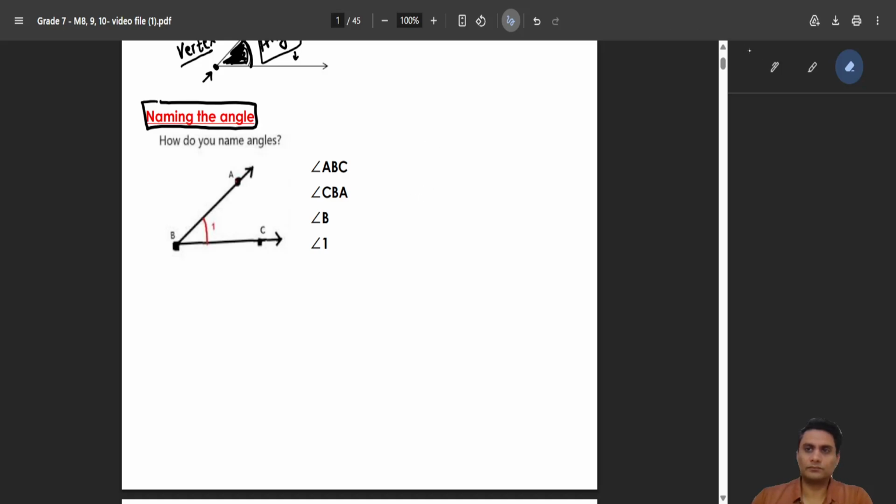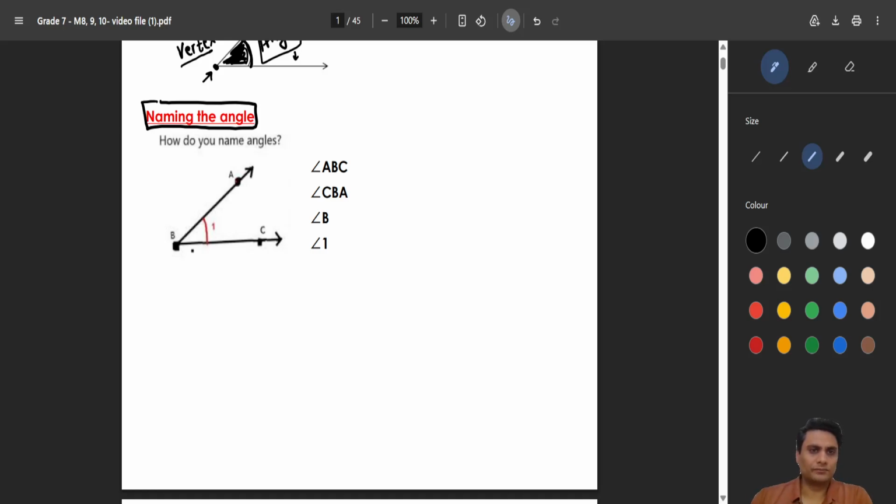Now, in this question, you see, we have an angle here. Now the angle always starts from the corner. Maybe I want to start with the A. From the A, I am moving towards the B, and then finally I am ending the angle at C, which gives me this angle, right? So I can name this angle ABC. So the first naming can be done by angle ABC.